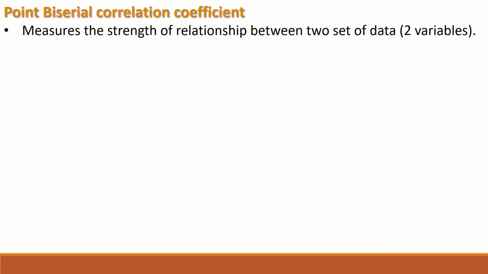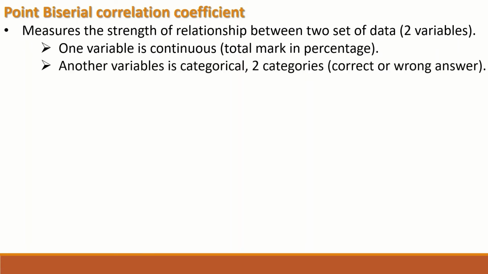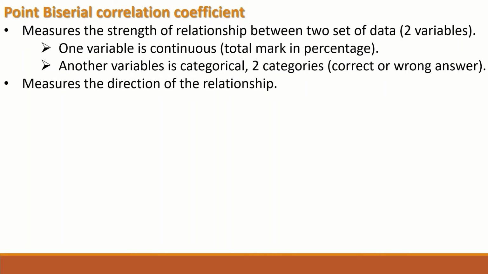It does measure the strength of the relationship between two sets of data. So here in this case we have two variables. We need to correlate two variables with each other. One of the variables is continuous, such as the total mark, which is in percentage from 0 to 100, and the other variable is categorical. Two categories, correct or wrong answer.